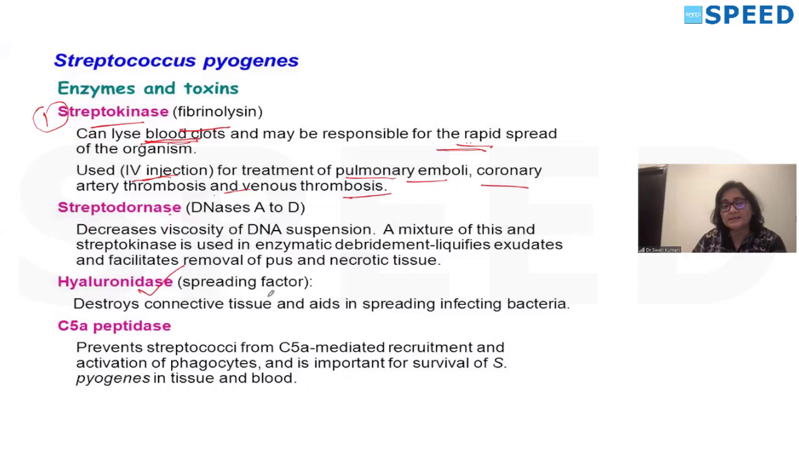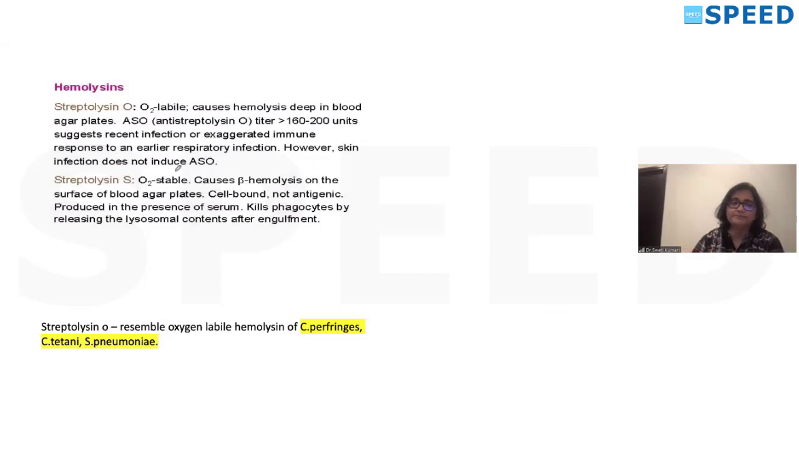Then hyaluronidase also acts as a spreading factor. So the streptococcus has a spreading nature of infection, which is because of hyaluronidase. Then C5 peptidase helps prevent phagocytosis of streptococcus. Then you have streptolysin O. O is oxygen labile. S is oxygen stable. S for stable, just remember. O is oxygen labile, and for streptolysin O, there is the anti-streptolysin O titer.